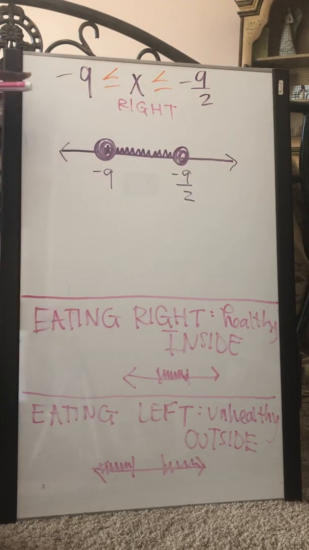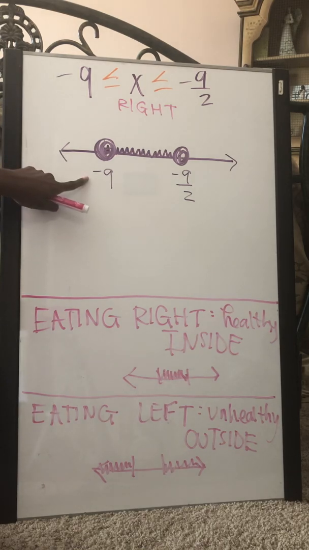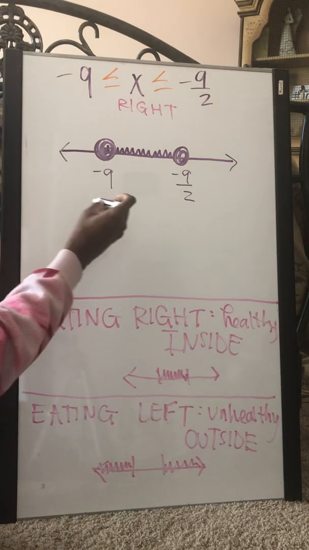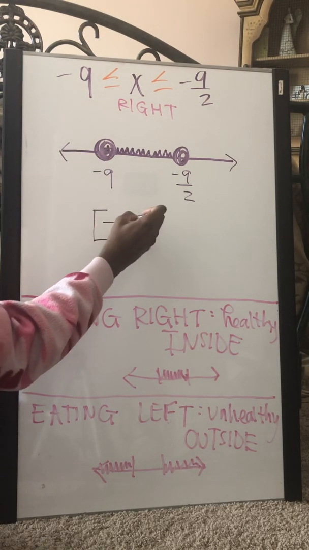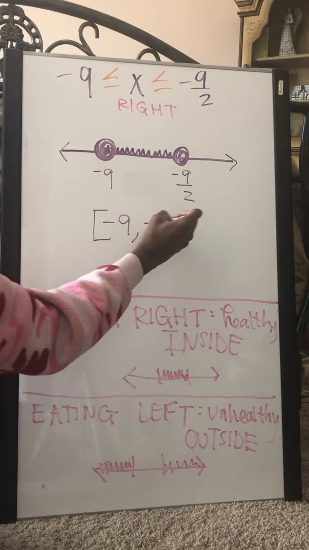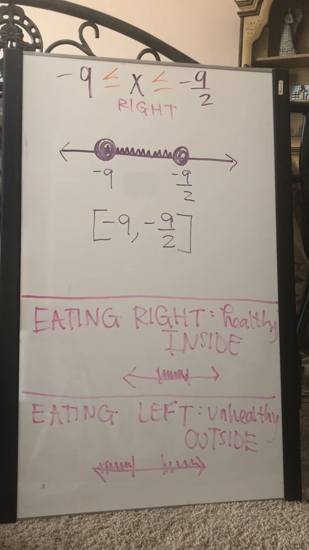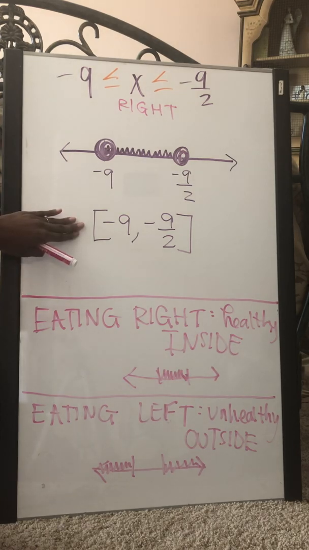Okay, so awesome. If we wanted to write this in set interval notation, we have a closed circle, so that means that we're going to use a bracket. We have -9, and then we're going all the way to -9/2. And again, we have a bracket because we have a closed circle. Perfect. So these would be our solutions. This is interval notation.